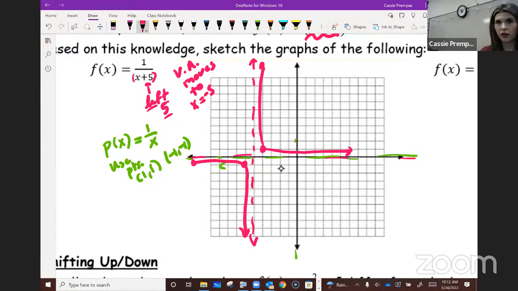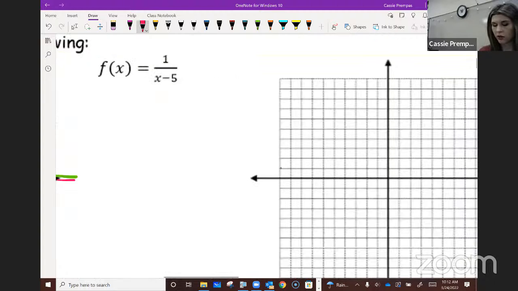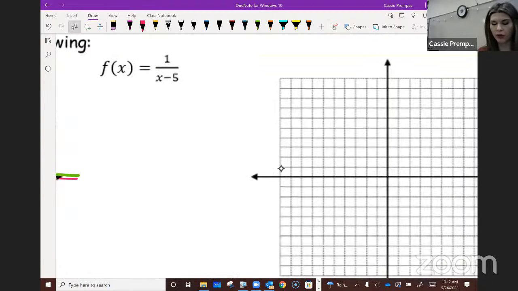Any questions on that? All right, on to the next one. Turn to your partner and tell them, how will this graph move from the parent graph?